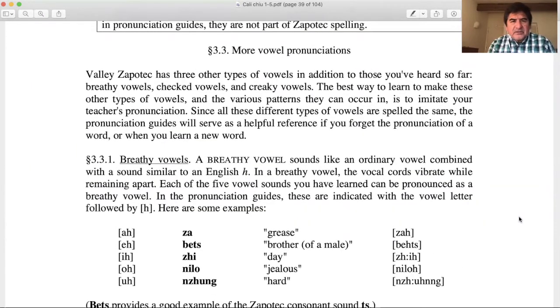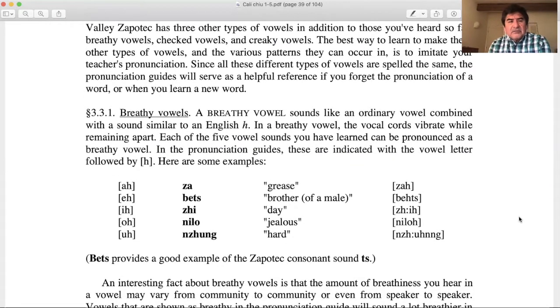As we just talked about the modal vowels, some of the pronunciation of the vowel is represented in the brackets with two vowels. Now we're going to look at the breathy vowels, which sound like an ordinary vowel combined with a sound similar to the H in English. For the first word, just to give you an idea, you see that word right here, which in English is Greece, but in Zapotec we say za. I don't know if you saw the breathiness that you heard. It is represented by an H there.